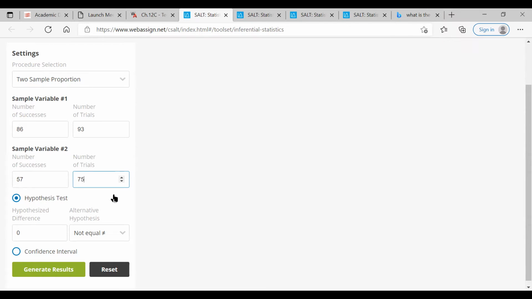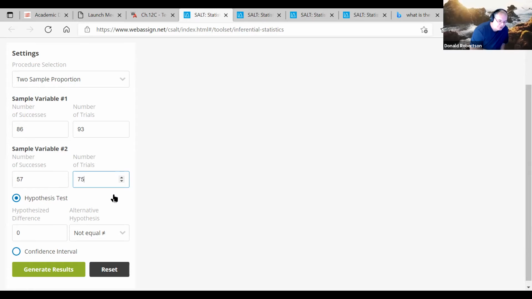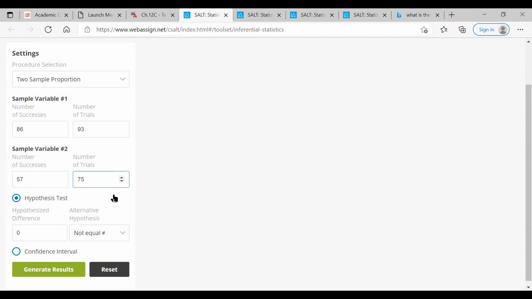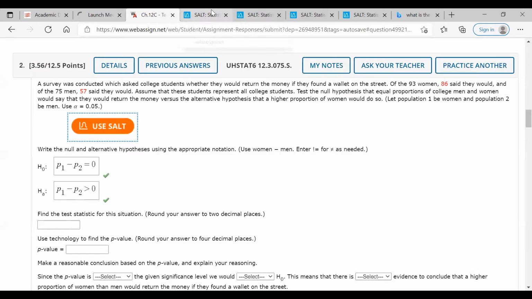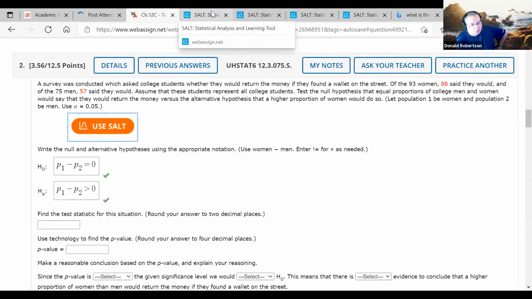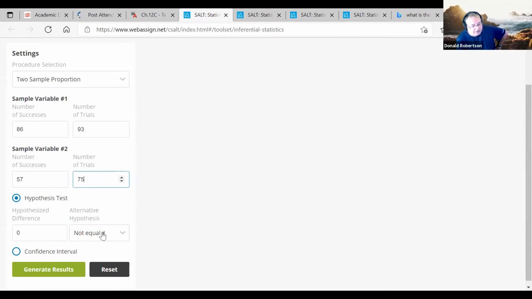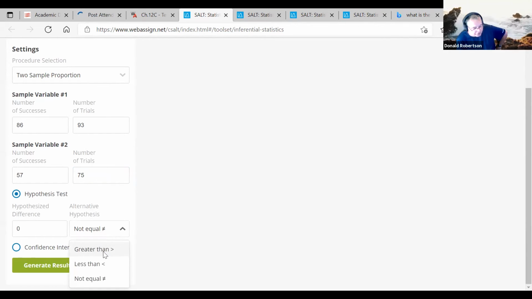Now, do you notice that hypothesized difference? That should be 0. And it is. Because P1 take away P2 equals 0. You only put in the 0 part. You don't put anything else in there. Now, what was the alternate in the story that we just did? Can you remember if it was greater than, less than, or not equal to? Greater than? Okay, so go back, click on that, and make this one the greater than choice.